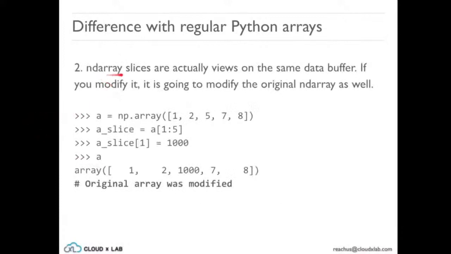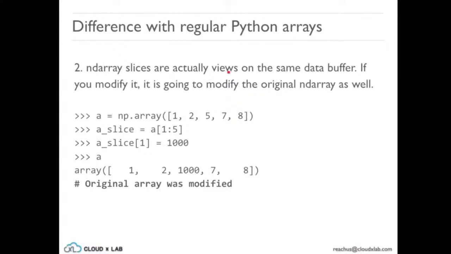So also note that the slices are basically just views on the same data buffer. It's not like it gets its own buffer. It's basically just a view, like a link to the same data buffer. So if you modify that, it's going to modify the original array also.